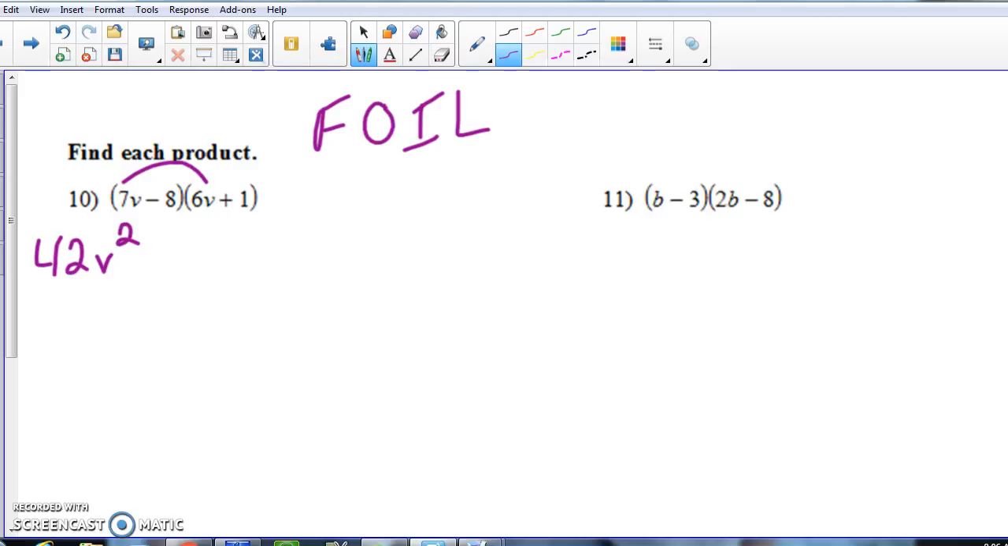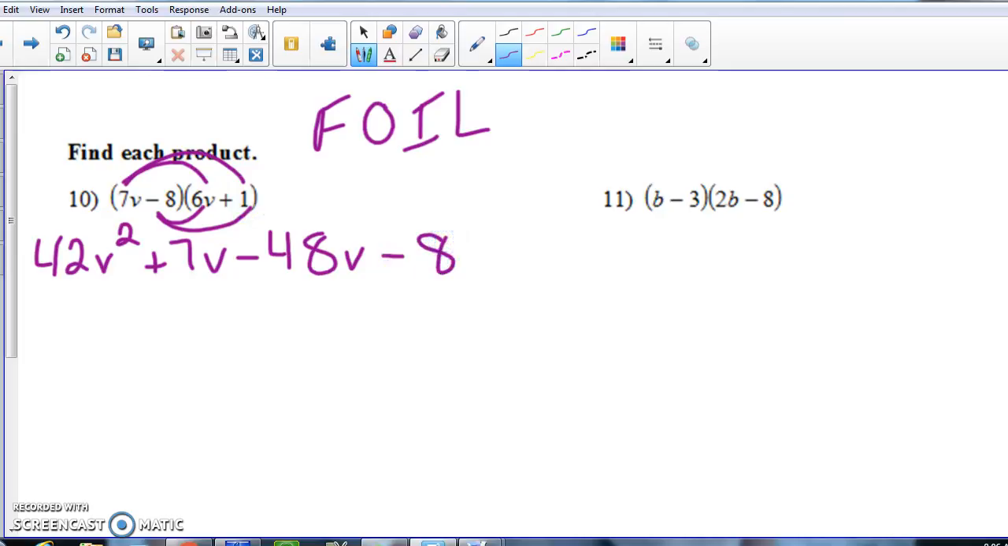The O stands for the outside terms. That means I multiply the two things furthest away from each other. So the 7b times 1, that gives me a positive 7b. The I is the inside or the inner terms. Those are the terms in the middle. So if I multiply negative 8 times 6b, I get negative 48b. And then the L is the last term in each set of parentheses. So negative 8 times 1 gives me negative 8.